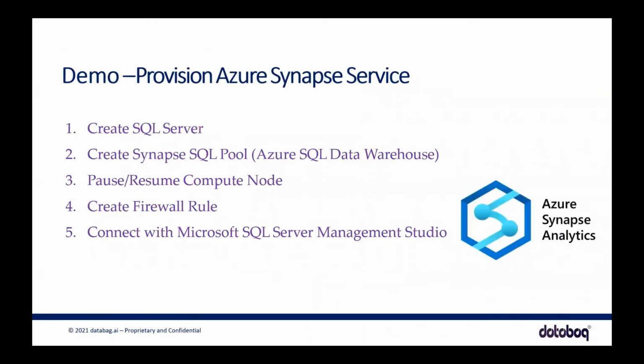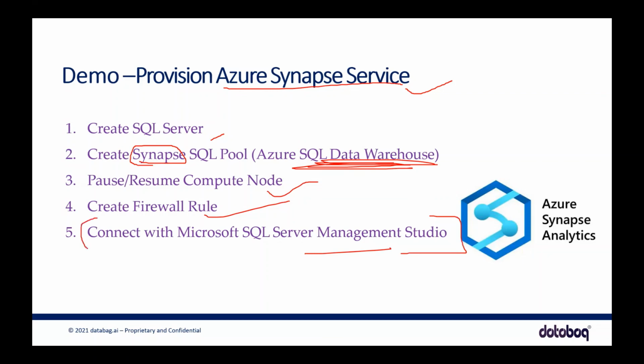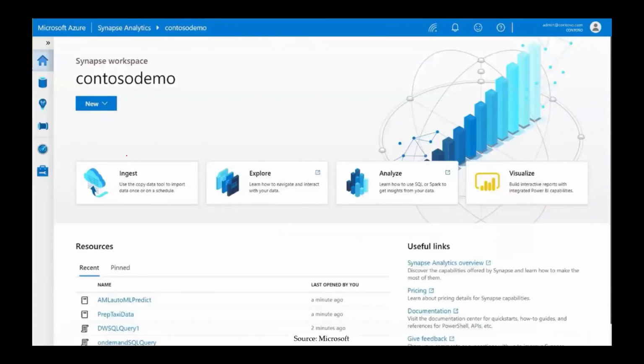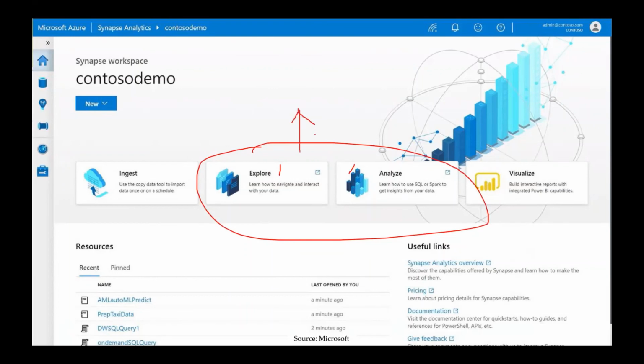So this is a demo which you've seen. This is provisioning the Azure Synapse service. I think we have created an Azure dedicated SQL pool. That's what we have created. We created the SQL server. We have created the Azure SQL pool, but we haven't connected to Synapse. We have connected to a SQL data warehouse, right? Don't get confused with this. And you can pause and resume the compute node. This is what we've done. We created a firewall rule and connected to Microsoft SQL Server using a tool like SSMS. Okay, so this is the UI portal. I think before you had explore and analyze, but now explore and analyze are together as one option, but this will point to the documentation.